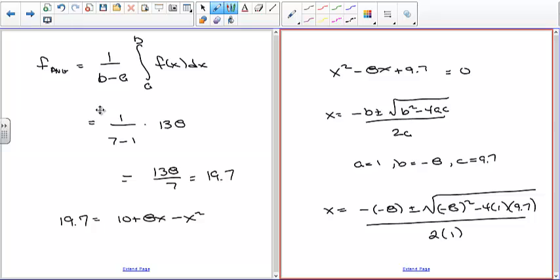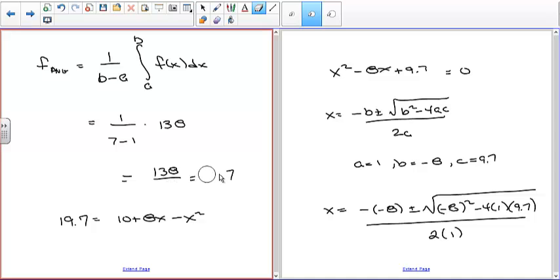So did I divide by 7 or 6? 138 divided by 6. There we go. So that's the problem. I should have divided this by 6 instead of 7. So we get 23, which means all this stuff's wrong too. So 23.